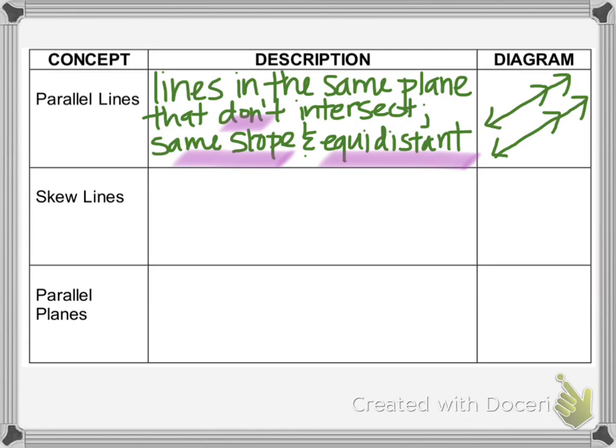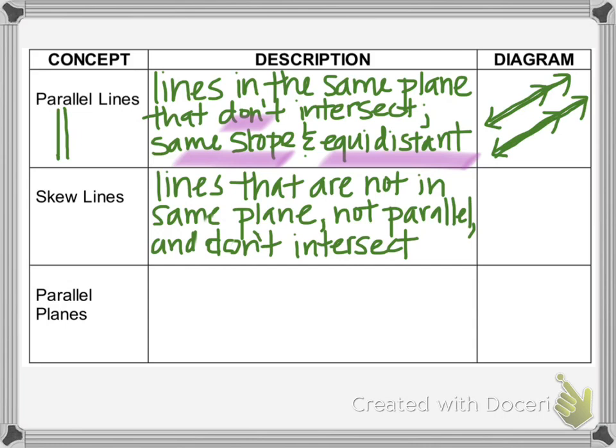What it means that they have the same slope is that they're angled in the same direction. So if these were on a coordinate grid, they would have the same slope. And equidistant means that the distance between the two lines, anywhere between the two lines, the perpendicular distance, is going to be the same distance. The symbol for parallel lines kind of looks like a really tall 11. It's just two lines that look parallel that are vertical.